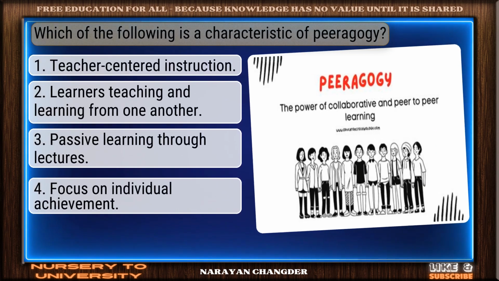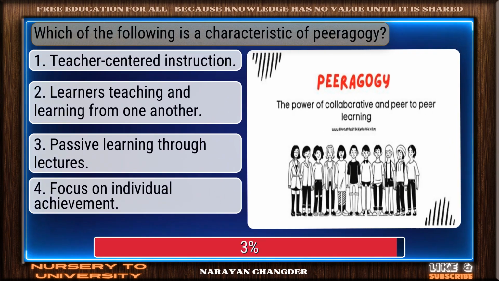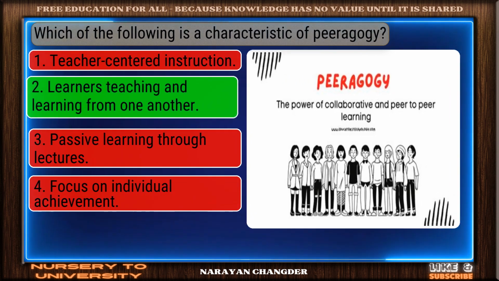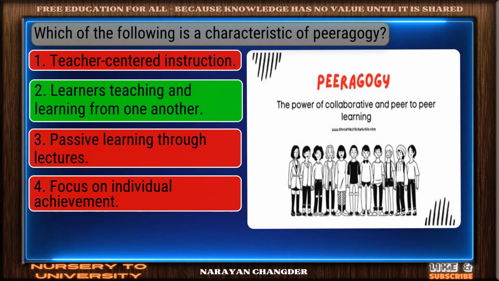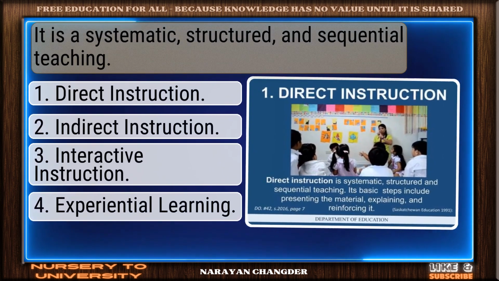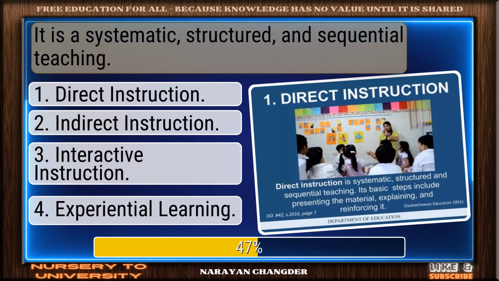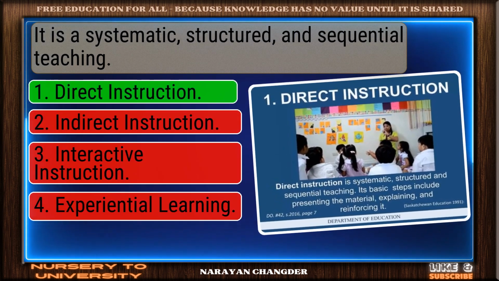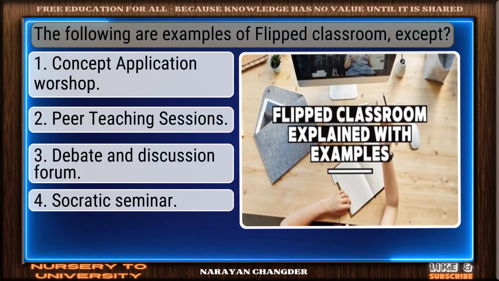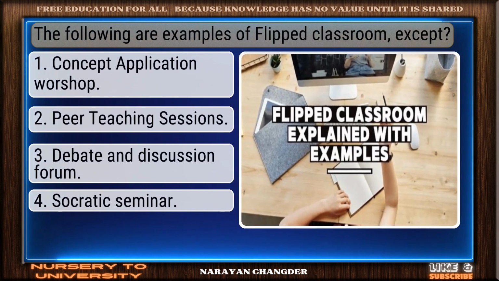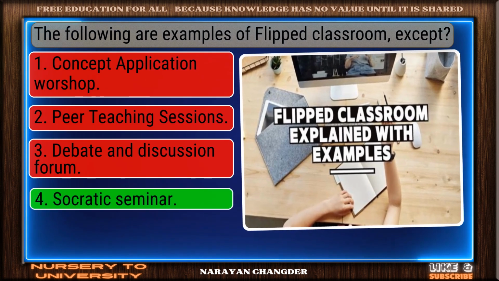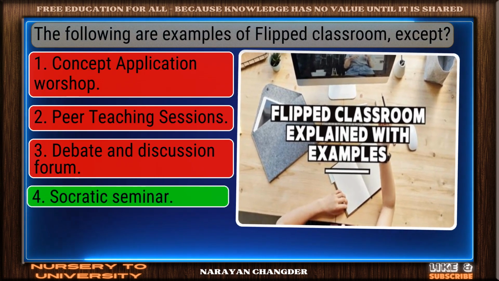Which of the following is a characteristic of pedagogy? Well done. Learners teaching and learning from one another is the right choice. It is a systematic, structured, and sequential teaching. Correct. Direct instruction is the right answer. The following are examples of flipped classroom except. Sharp thinking. Socratic seminar is the right choice.